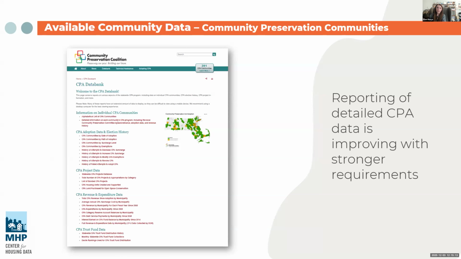There's a whole section on the history of attempts to increase or decrease or revoke or otherwise modify the CPA. There's a really detailed projects database to be able to explore how communities are spending their CPA money. They have counts of the homes that have been created or supported with CPA funds, as well as acres of open space preserved. And then revenue and expenditure data organized by municipality, and data on the statewide CPA trust fund as well. So if there's information you need on the CPA, this is a really great place to start.